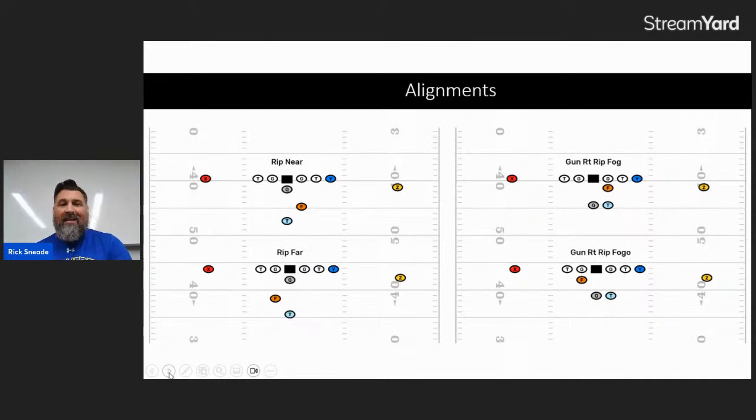Near puts the fullback at traditional I formation depth, which is 5 yards, heel at 5 yards, and he is near the formation, near the tight end. And so that's the way we teach our fullbacks alignment. He's lined up behind the guard.